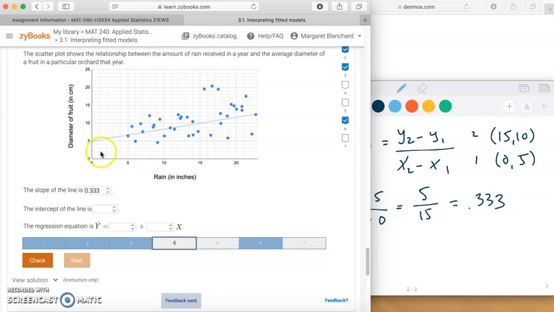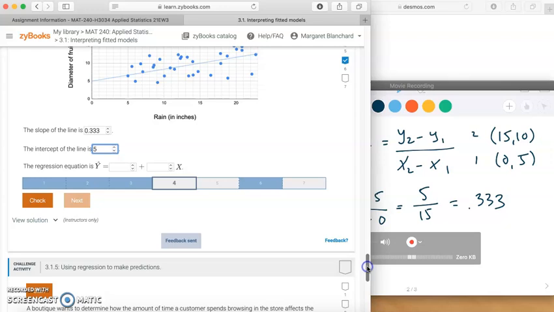All right, the intercept, as we already said, is at 0 and 5. So they just want you to put in that 5. We already found that when we were looking at our 2 points. So now let's put that all together in our regression equation.